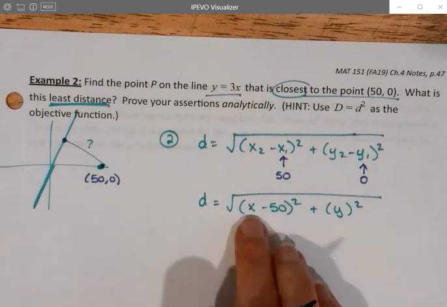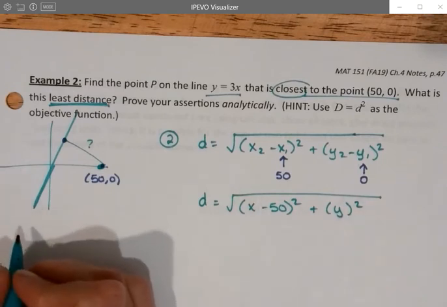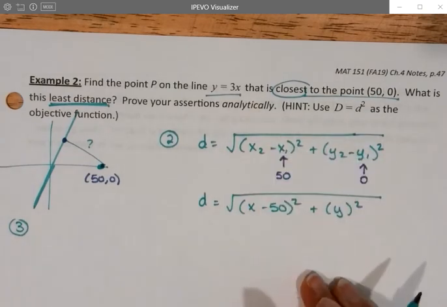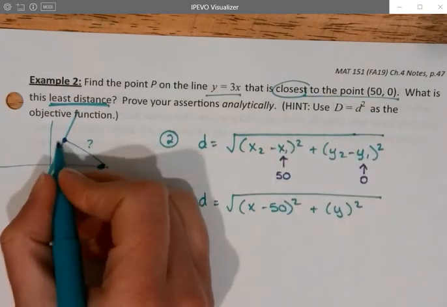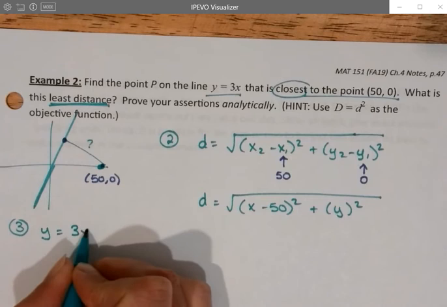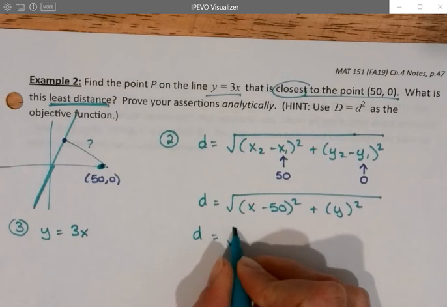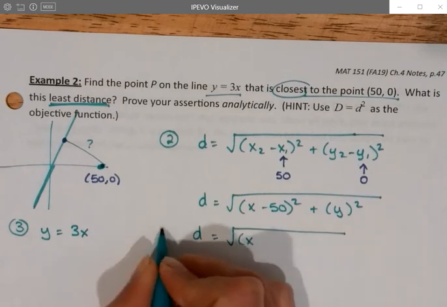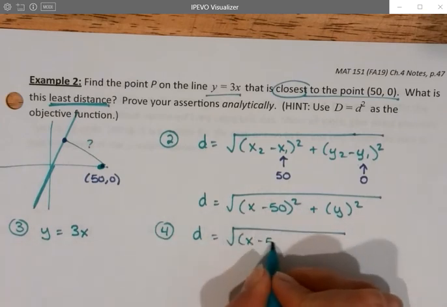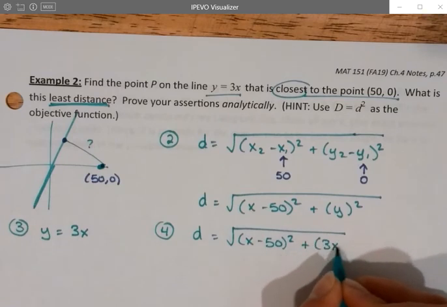Now, this is still in too many variables, so we are going to need a constraint. I'm going to write my constraint function over here, and then in step 4, just keep on going down the line as I sub it in. So my constraint is that this point is not just any old point, it's a point on this line. So my constraint is simply that y is equal to 3x. So I'm going to plug that in for y here. So d is equal to the square root of, this is technically step 4 as I begin subbing the constraint into the objective, (x minus 50) squared plus (3x) squared.